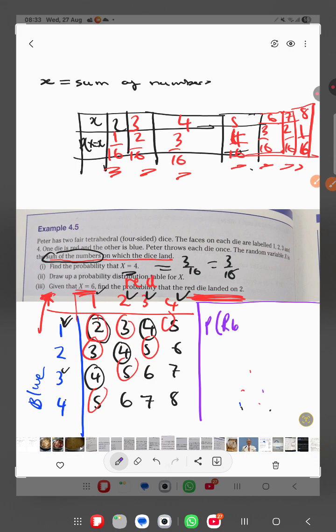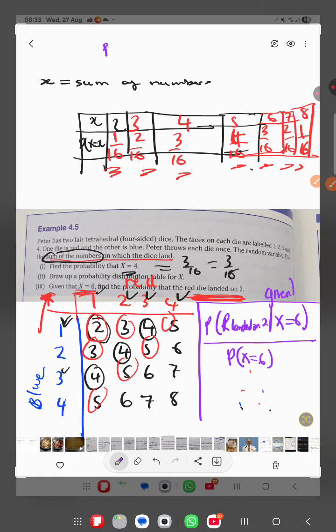Probability red landed on 2 given X is equal to 6. This is the given sign. Do you see that? Given X equal to 6. This probability would then be divided by the probability of X is equal to 6. All right? Does it make sense?